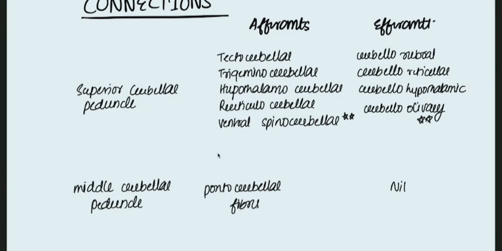After the middle cerebellar peduncle, we have the superior cerebellar peduncle. So as a rule of thumb, all afferent and efferent fibers passing through the superior cerebellar peduncle are either originating or terminating in nuclei at the level of the midbrain or at a level above. For example, the tectocerebellar tract arises from the tectum, or the superior and inferior colliculus, which is located in the midbrain.